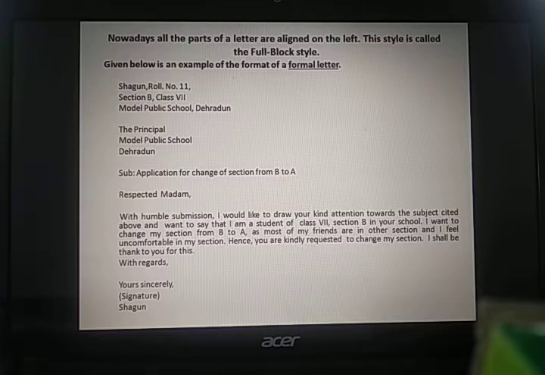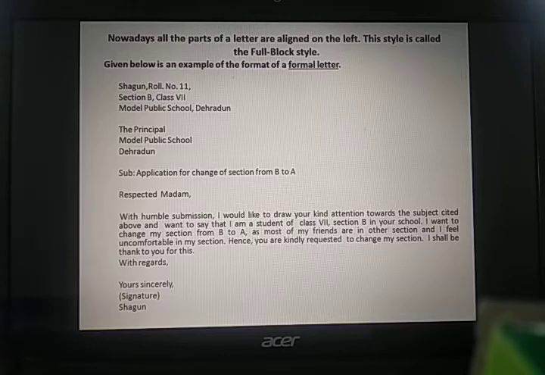Okay, you may directly start with the receiver's address. But still, let's see. Shagun, roll number 11, section B, class 7th, Model Public School, Dehradun. Then the principal, you will be understanding something is missing here.